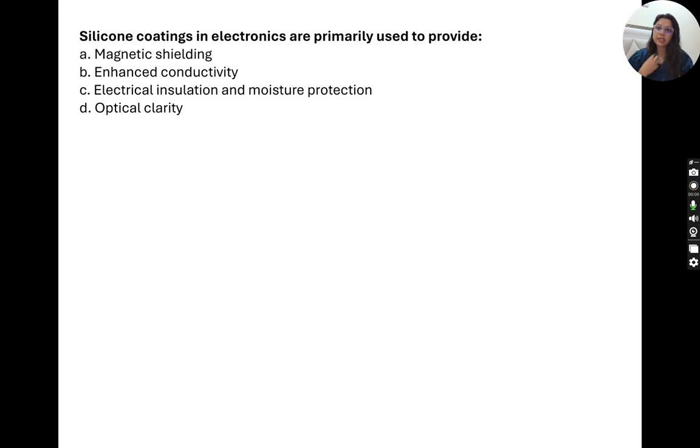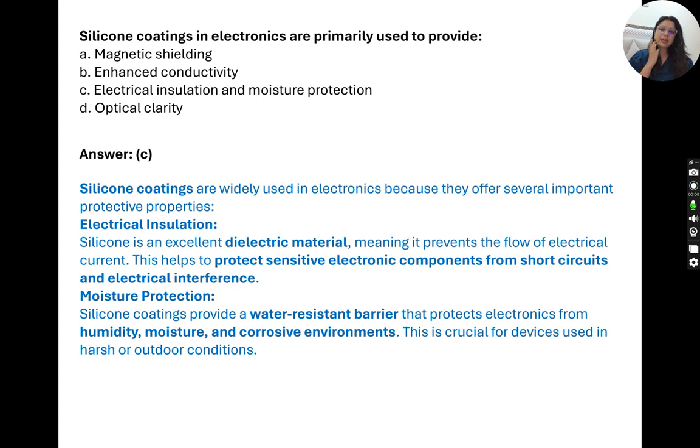Okay, so the answer is C, electrical insulation and moisture protection. Silicone coatings are widely used in electronics because they offer several important protective properties, and electrical insulation is one of them. Silicone is an excellent dielectric material. It prevents the flow of electric current. This helps to protect sensitive electronic components from short circuits and electrical interference.